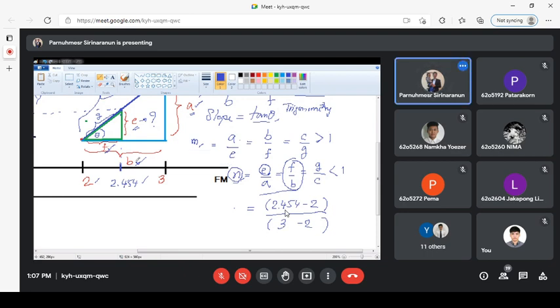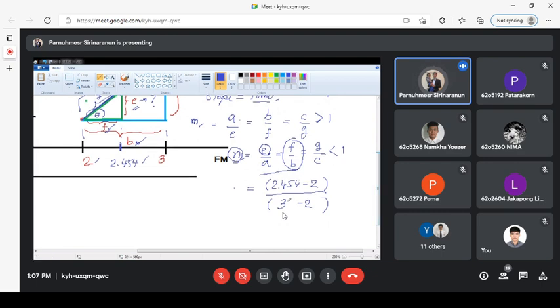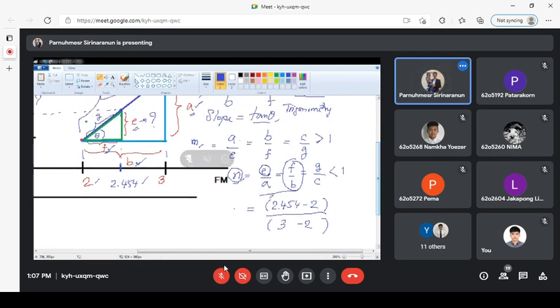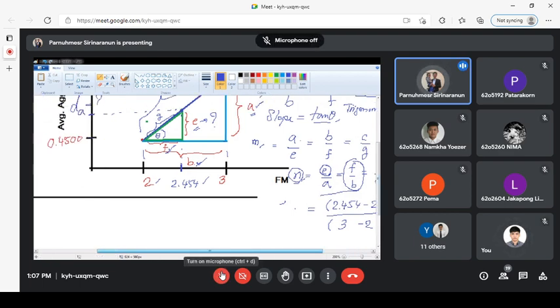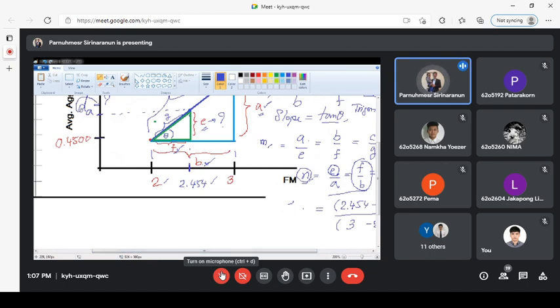This is B. B comes from here and here. Yes or not? Yes. So now you know the reduction scale from this ratio and from this side. Clear? You don't know E. But E comes from what? It comes from the average aggregate size you would like to know compared to the beginning number, 0.45.